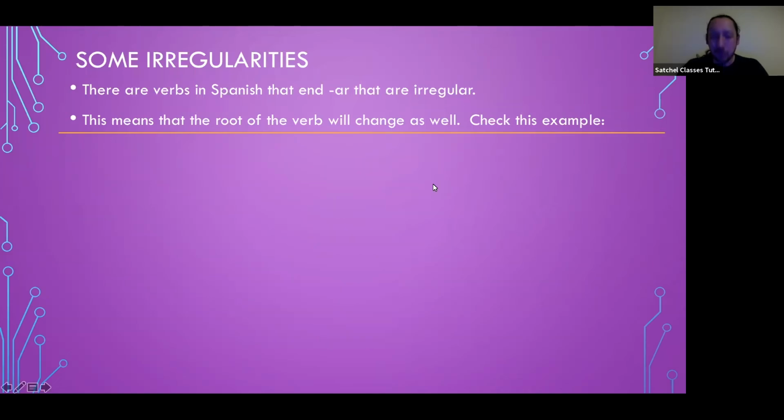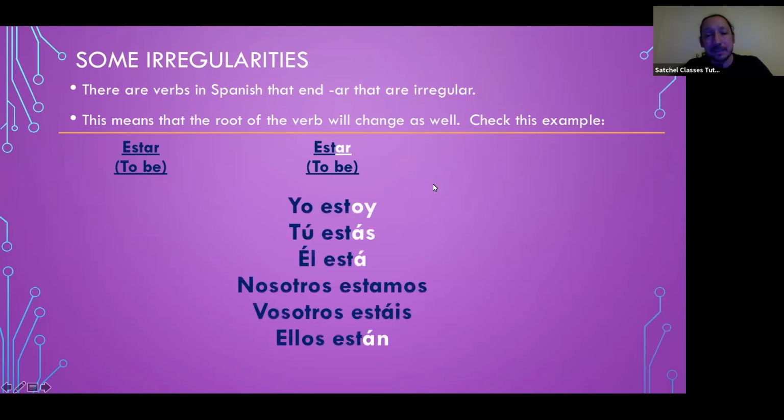Now, there is another one that is a very important verb that we use all the time, estar. And now the change is not going to happen on the root, it's going to happen at the end. So we have estoy, estás, está. Estamos, estáis, stays the same, but then están. So keep an eye on those very tiny little changes because they are very important when you're writing or when you're speaking in Spanish.